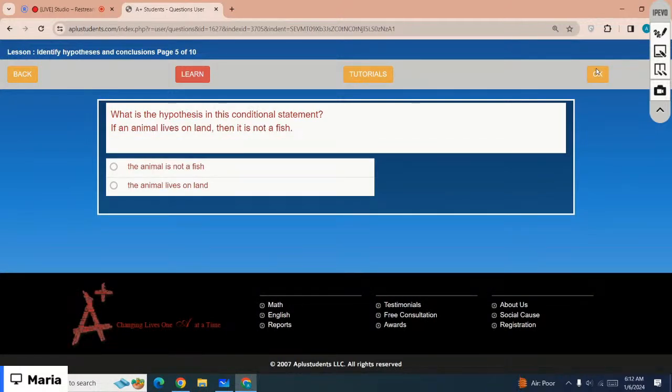What is the hypothesis in the conditional statement? Which is the correct option?